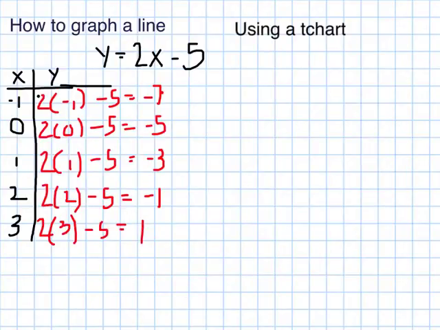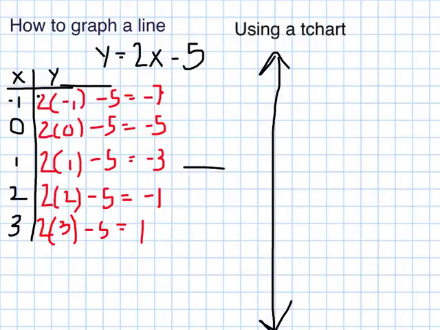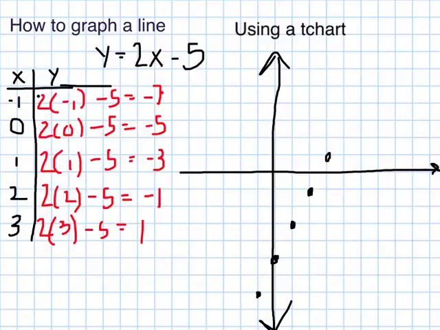So now we're going to take those points and we're going to graph them on a coordinate system. That wasn't a very good straight line. Okay, there we go, that's better. So I have the point -1, -7, so we're going to go down 1, 2, 3, 4, 5, 6, 7. Alright, then we'll have the point 0, -5, so we've got 1, 2, 3, 4, 5. Then we have the point 1, -3. Then we have the point 2, -1, and the point 3, 1.